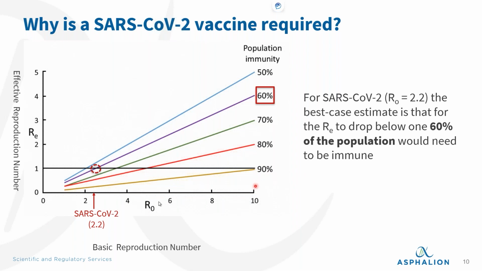But going back to SARS-CoV-2, as I mentioned earlier, the basic reproduction number is 2.2. So in this case, for the effective reproduction number to drop below 1, what is required is 60% of the population to be immune. And I've read some estimates that say, to be absolutely sure, it should be of the order of 70–80%.